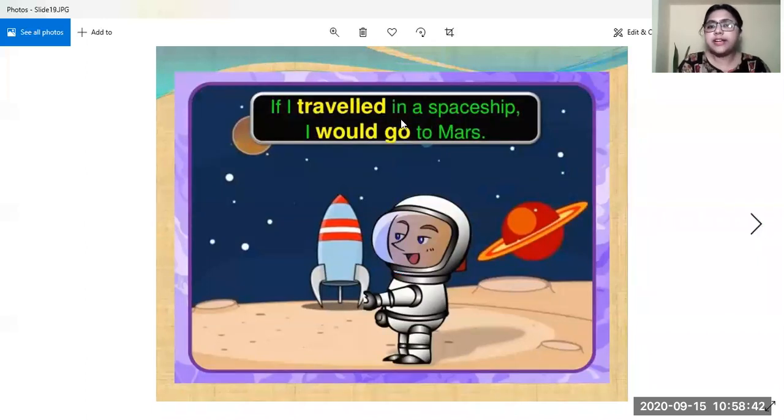Then, if I traveled in a spaceship, I would go to Mars. Here again, let us look at the different examples. If I traveled in a spaceship, I would go to Mars. Traveled is what? It is simple past. So the first condition is satisfied, and I would go to Mars. The second condition is also satisfied because with would we have a verb. So this becomes a second conditional.